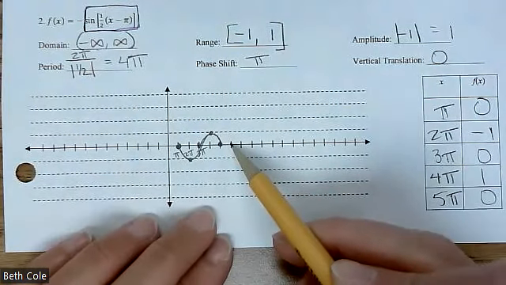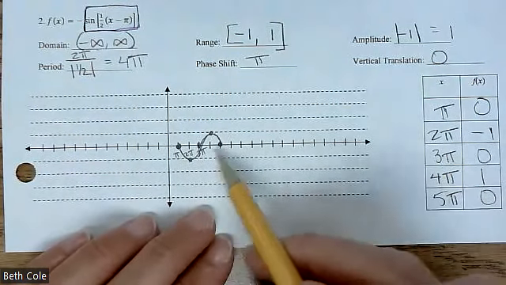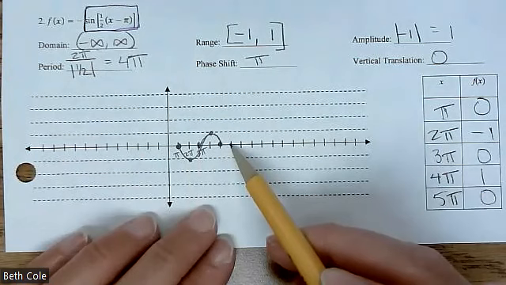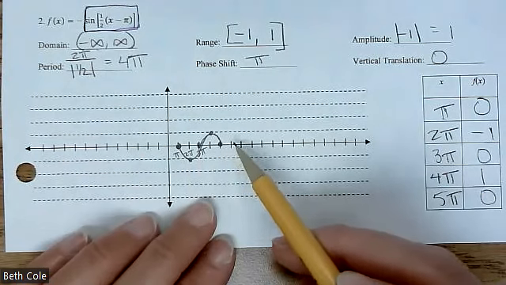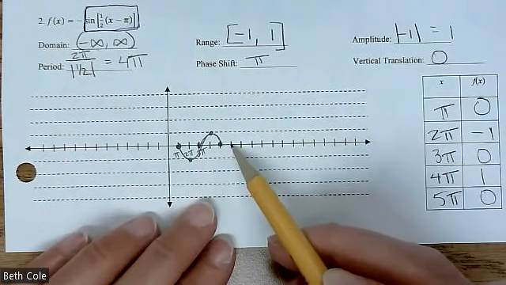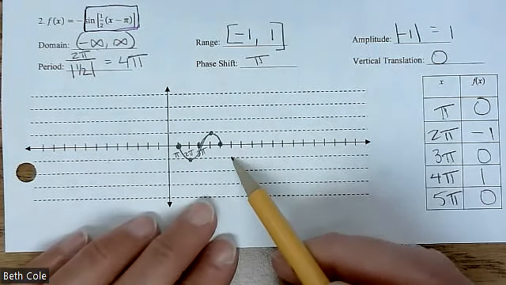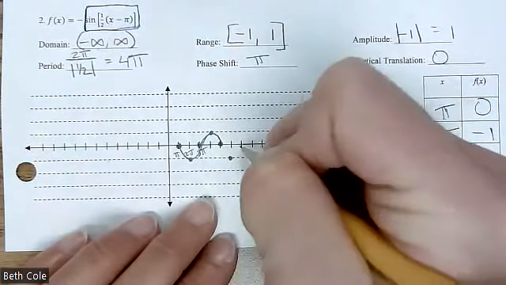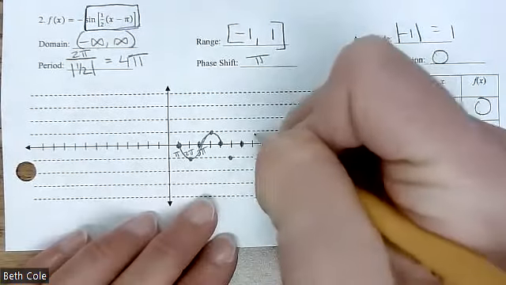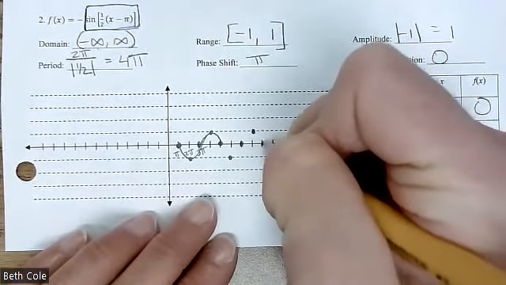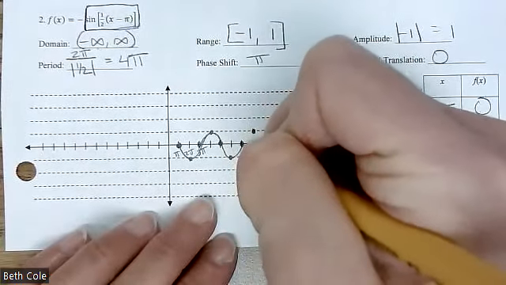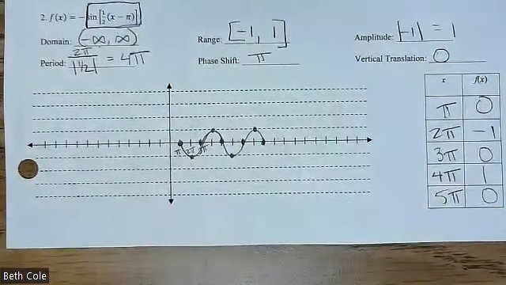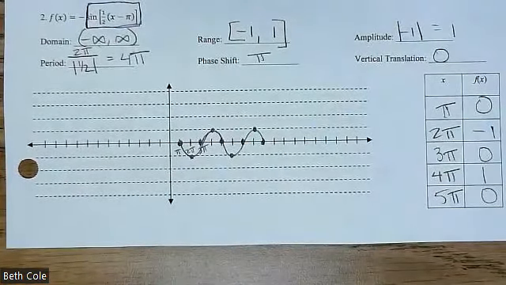So where's my next? I'm just going to keep going to the right. If there's space, I usually just keep going to the right. Where's the next point going to be? At the next little tick mark. It'll be down, and then back to the center, and then up, and then back to the center. Hanging in there? Okay.